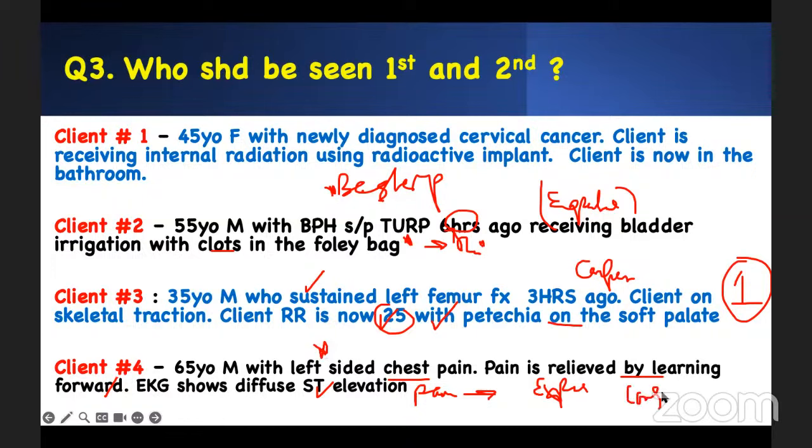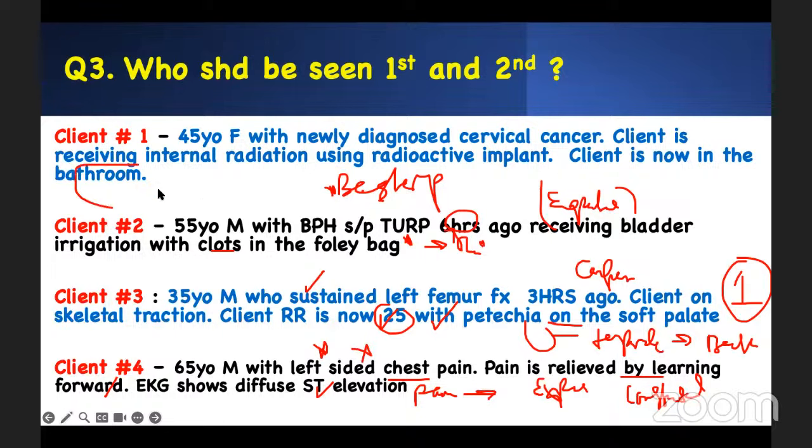constrictive pericarditis. And how would that present? They would develop tamponade. And what is tamponade? Check the Beck's triad, right? Muffled heart sounds, JVD, hypotension. When you see that in a pericarditis patient, yes, that is your priority. Otherwise, don't worry about it.